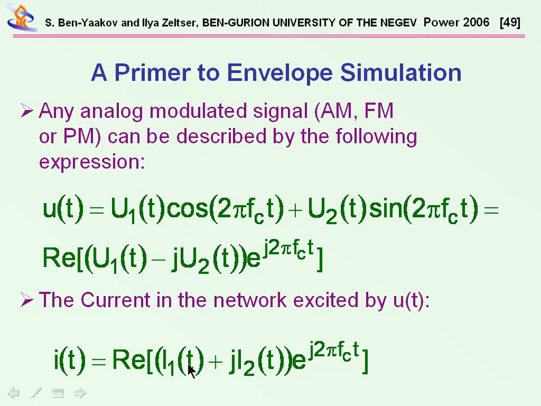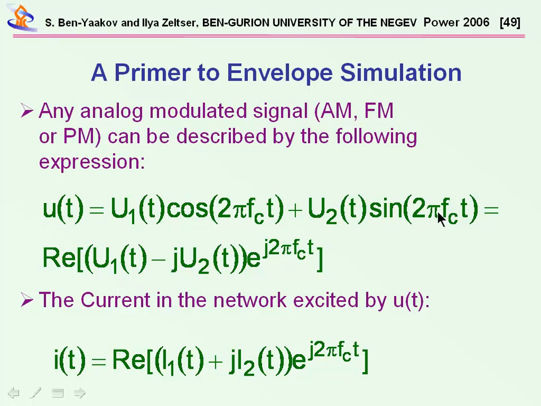Now, how do we do it? We take a look at the excitation in a general way. This is a general excitation signal. It is correct for AM, frequency modulation, and phase modulation, and we represent it in a phasor way, where this is actually the carrier, and this will be a complex coefficient. The real part of it will be the representation of the excitation.